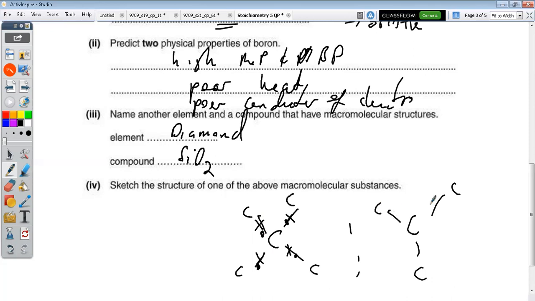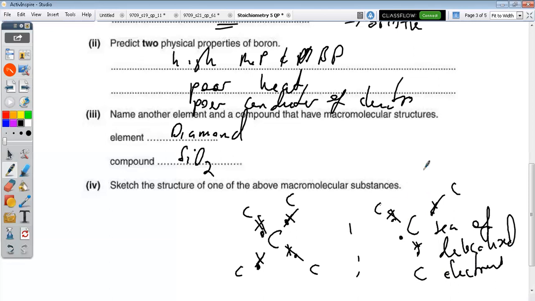If it was graphite, every carbon is bonded to only 3. Because of that, you've got a lone pair of electrons here. So imagine a structure joined like that: you've got a sea of delocalized electrons. The proper diagram is in your book, in your Complete Chemistry; that's what I said you should be reading. Sea of delocalized electrons. So it makes graphite what? Slippery.